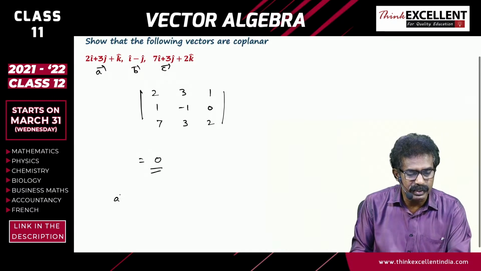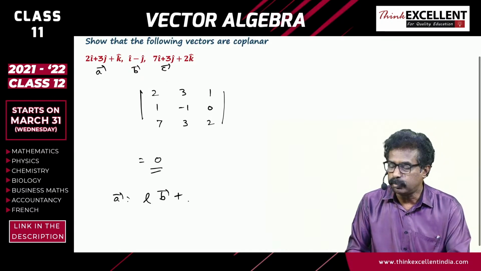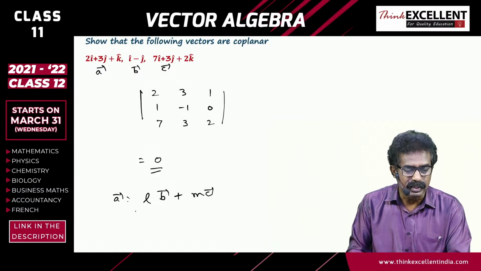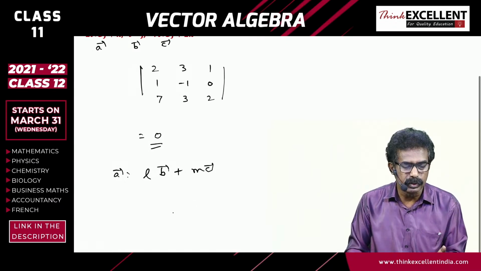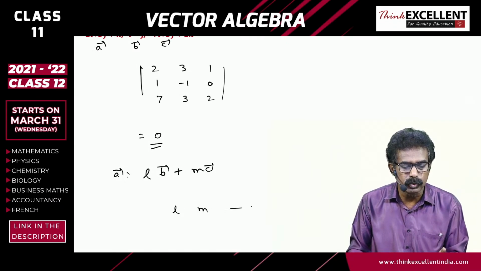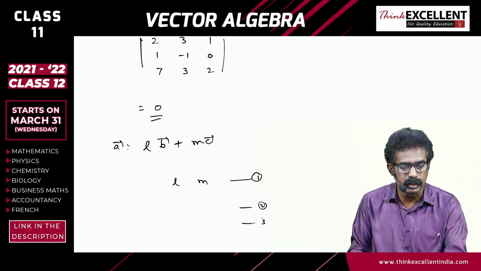One vector is a linear combination of the other two: l into b vector plus m into c vector. Substitute and equate the coefficients. When you equate, you will get 3 equations in l and m: equation 1, equation 2, equation 3.